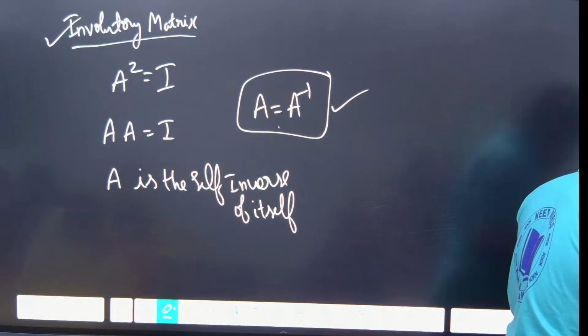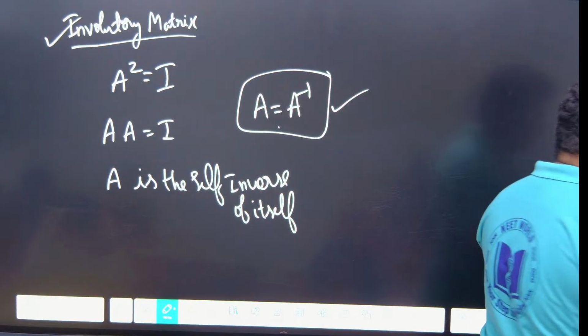Now we will study the adjoint of a matrix. Next, very important, we will study the adjoint of a matrix.